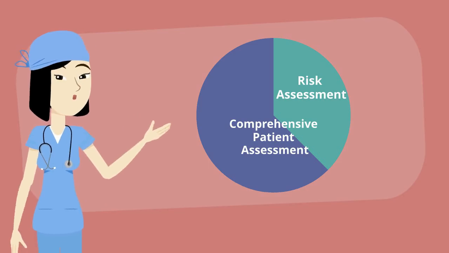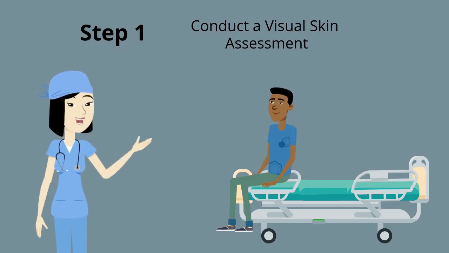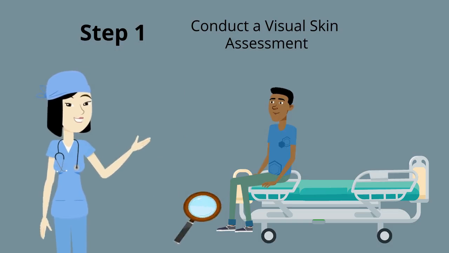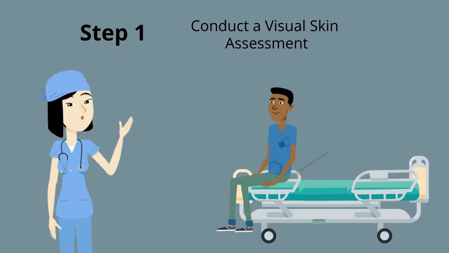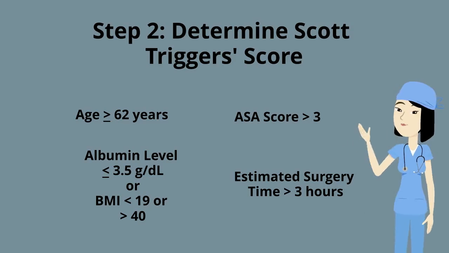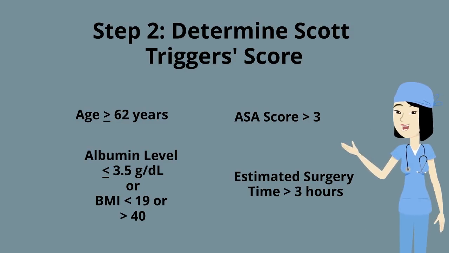Let's get started. The first step to identifying patients at risk is to conduct a visual skin assessment of your patient, considering skin tone and looking at pressure points in other vulnerable areas, such as the sacrum, heels, elbows, and head. After you complete the visual skin assessment, you should determine the patient's Scott Trigger score. Using the risk assessment tool, answer the following questions.